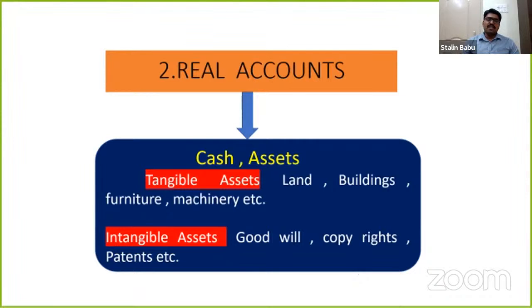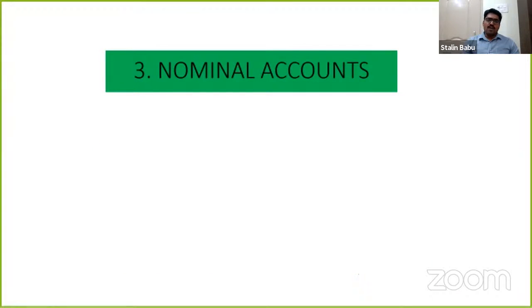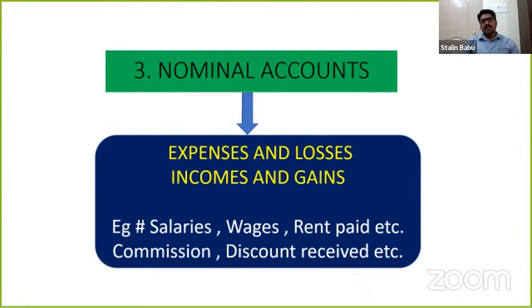So the real account deals with cash and assets. So what is the final account? The third one is nominal accounts. Nominal accounts deal with two sets. What are the two sets? One is expenses and losses. Another one is incomes and gains.